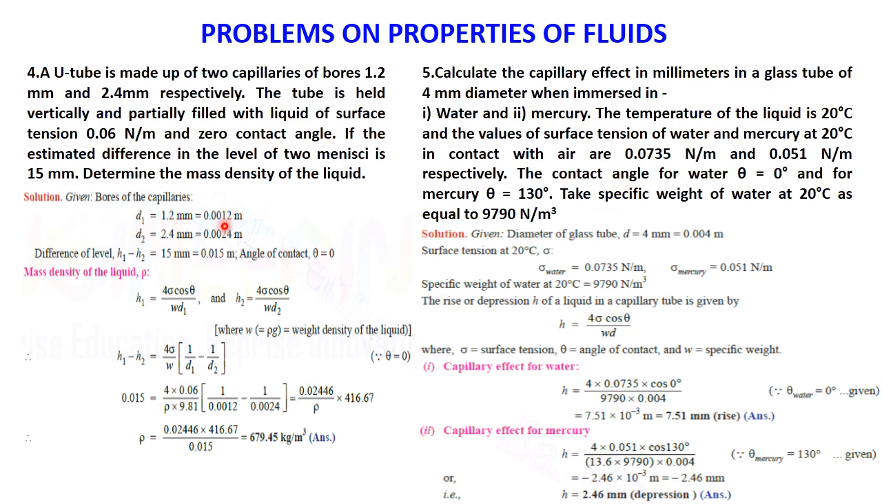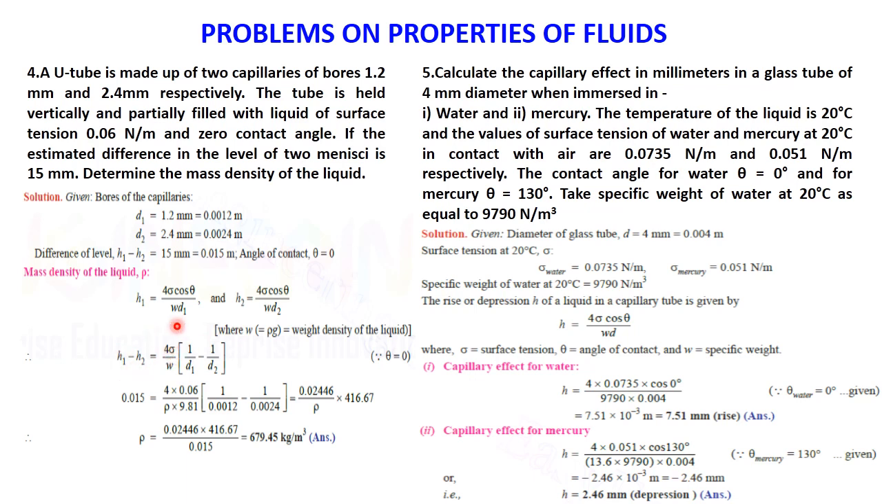So see, given D1 is 1.2 mm, so 0.0012 meter, D2 is 2.4 mm, so 0.0024 meter. Difference in levels, that is h1 minus h2, is equal to 15 mm, so 0.015 meter, and it has zero contact angle, so theta is equal to 0 degree. Now h1 will be equal to 4 sigma cos theta divided by W D1, and h2 will be equal to 4 sigma cos theta divided by W D2.